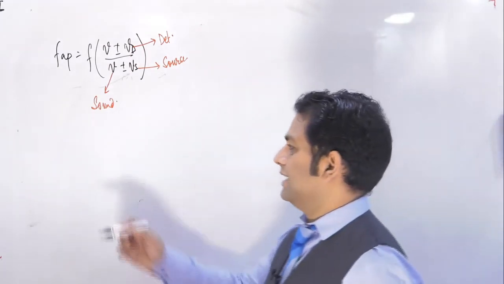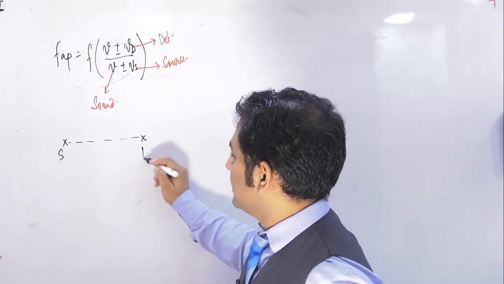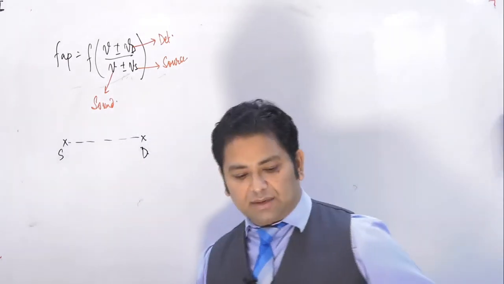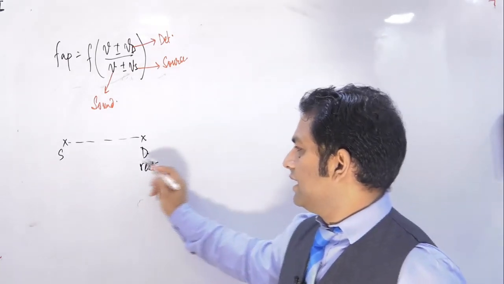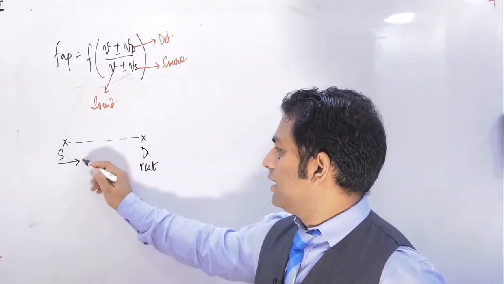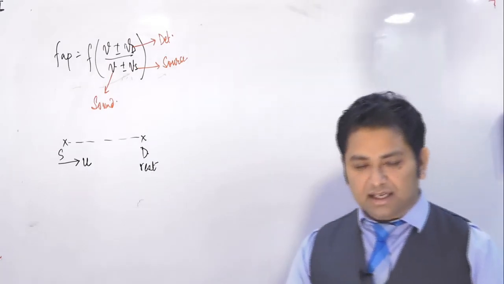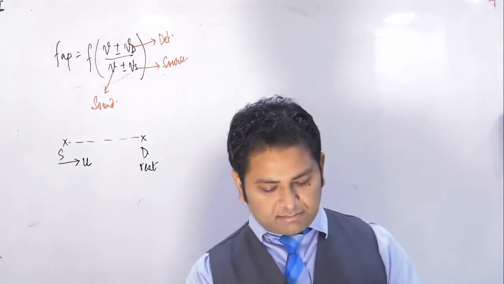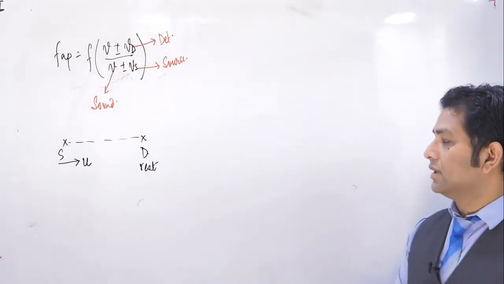So the first thing is, say, imagine this is a source and here is the detector. Let's say the detector is at rest and the source moves with a speed u towards the detector. Please calculate the apparent frequency heard by the detector. Please do that. All right, so let's see how it goes.